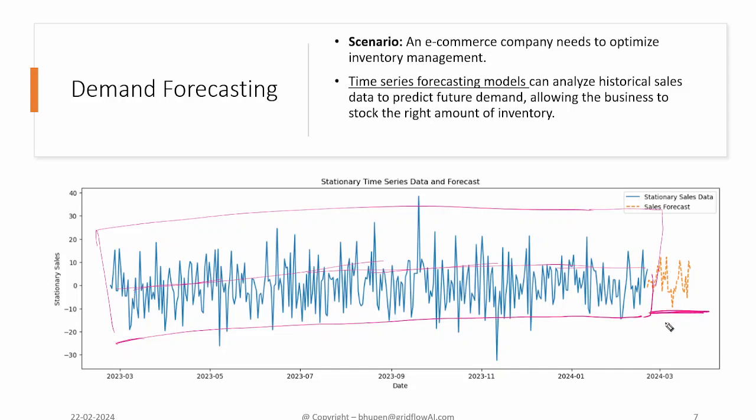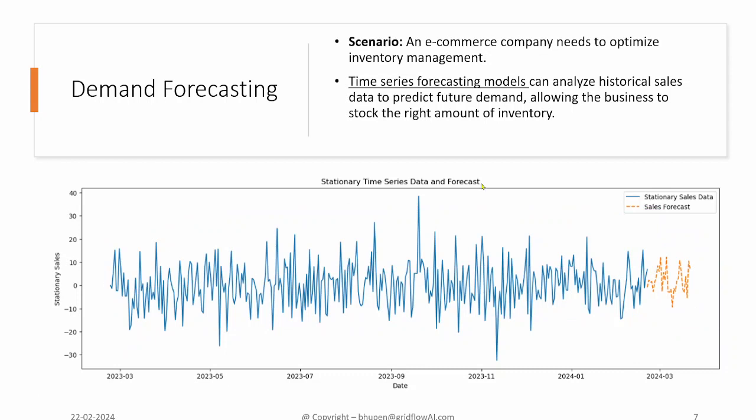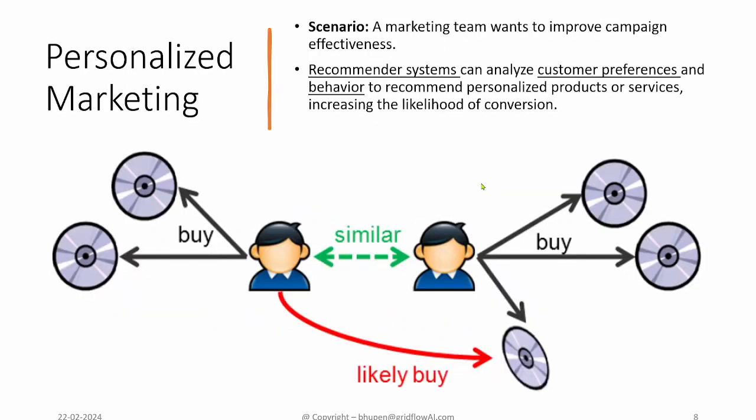We can say that in the next couple of weeks, in the coming 1 or 2 weeks, we will see this kind of sales. So that is another example of demand forecasting using the existing data. Let's look at one more example here.